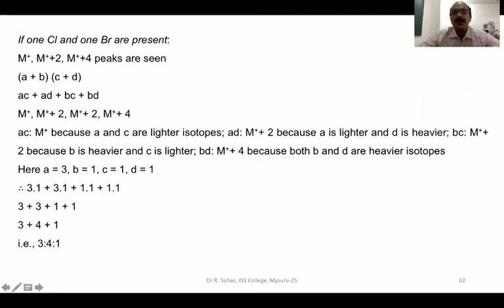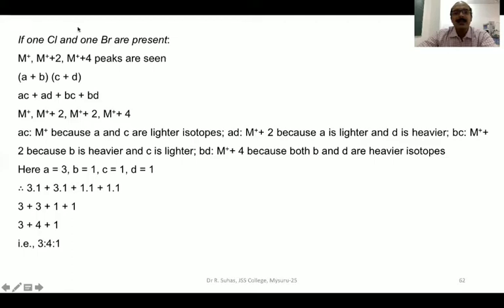Now we will move to the next solved example. What if 1 chlorine and 1 bromine are present in the molecule? In the earlier case, there were 2 chlorine atoms in the same compound, but there may be a compound which has 1 chloro and 1 bromo. How do we calculate the line intensity ratio for such a compound? Here also we can see peaks for M+2 and M+4. There are 2 different atoms, so we cannot use only A plus B. We have to go for the next expression, C plus D.